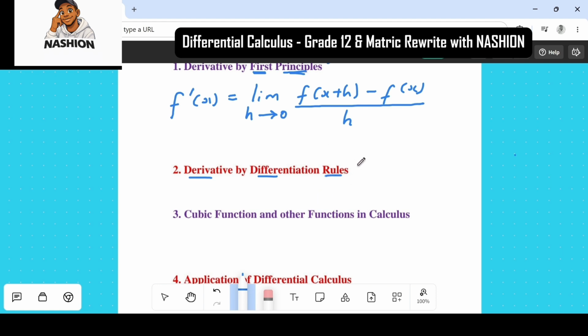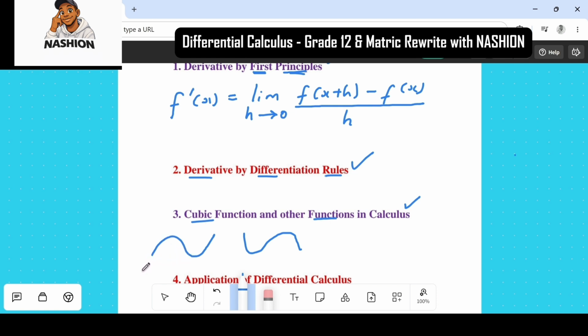Second one, derivative by differentiation rules. That's going to be the second topic. We will get there. Number 3, cubic function and also other functions in calculus. So right here in calculus, we're going to do a graph that looks like this or that looks like that. And it's going to be what we call a cubic function. And how is it related to calculus? Remember, calculus has to do with calculating change, which we call the derivative.